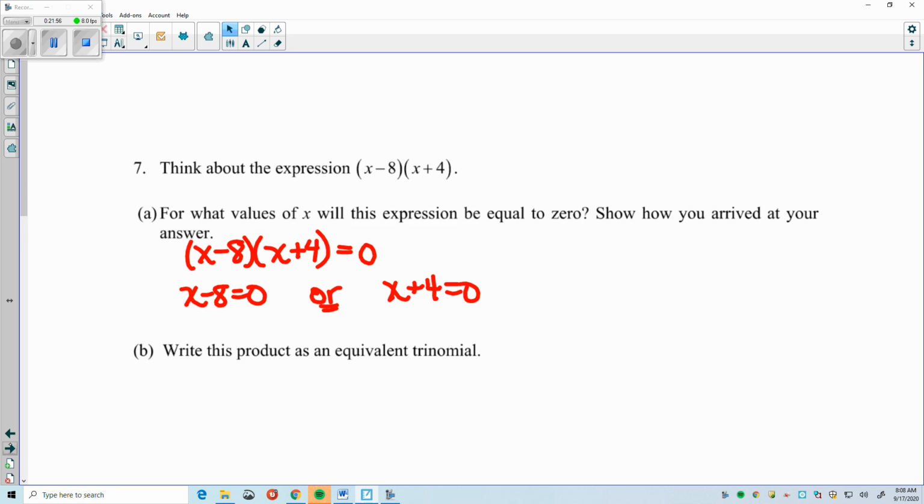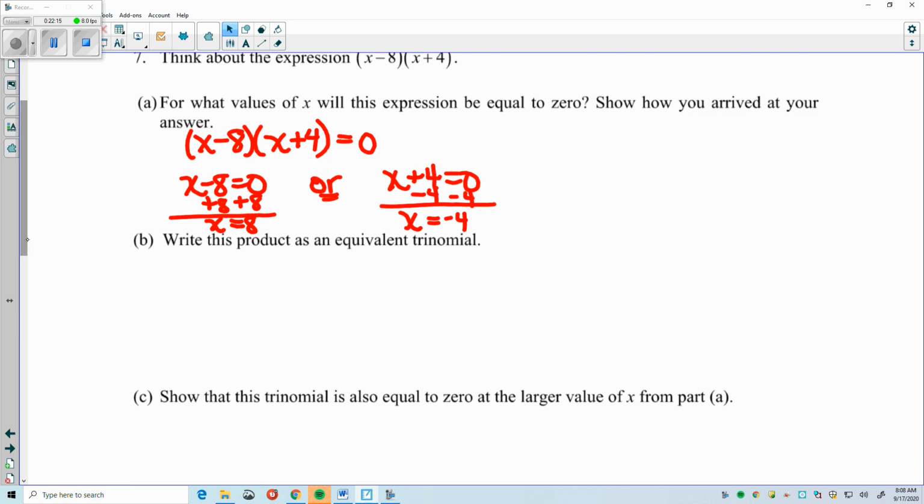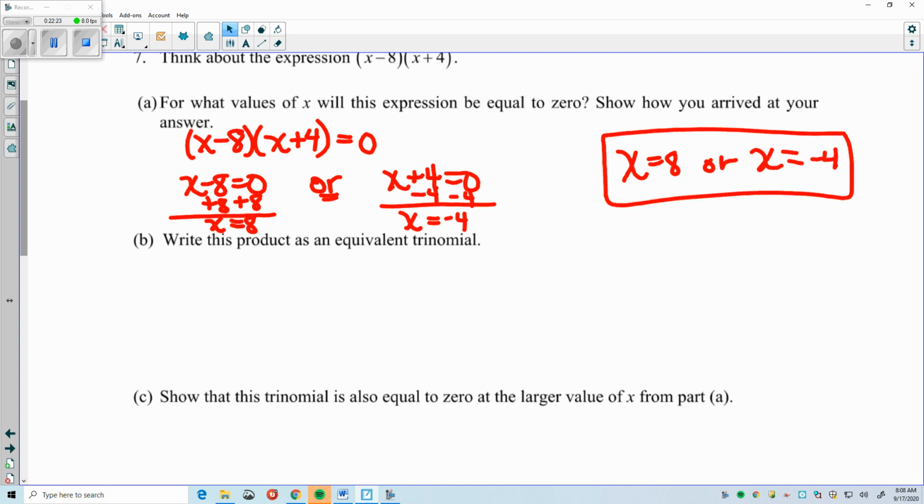If I know that that has to multiply together to equal 0, at least one of those has to be 0. Okay, so if I were to solve this, I'm going to add 8 to each side, and I'm going to have x equals 8. And if I were to solve this, I'm going to subtract over and find x is going to equal negative 4. So what values of x would make this expression equal to 0? It would either be x equals 8, so I can say over here, either x equals 8 or x equals negative 4. Either one of those answers would make that expression equal to 0.